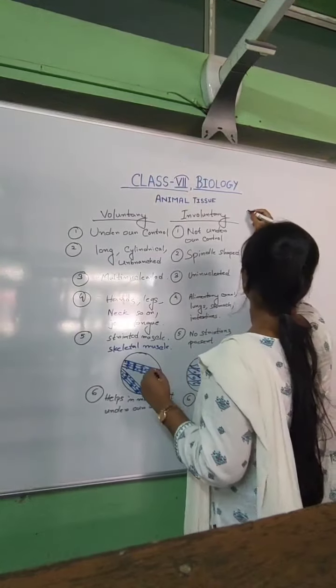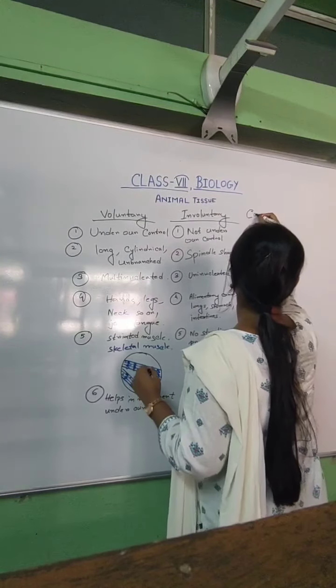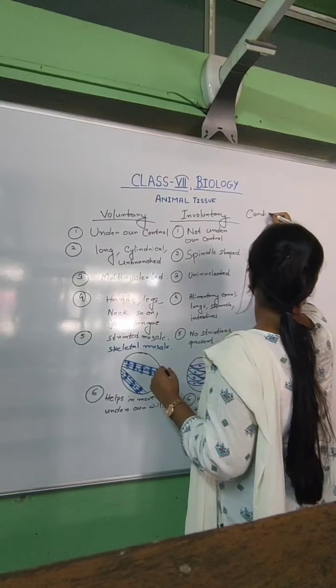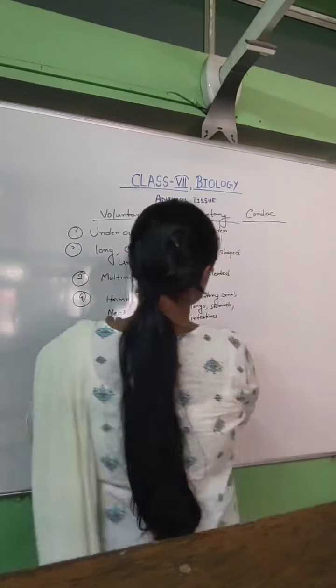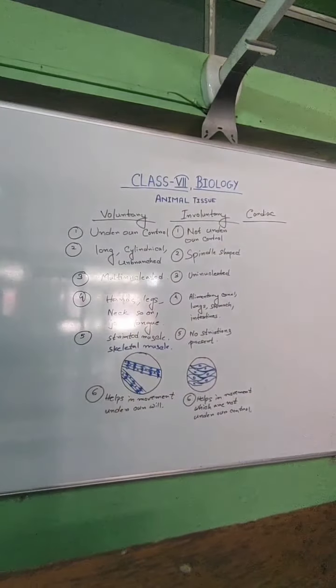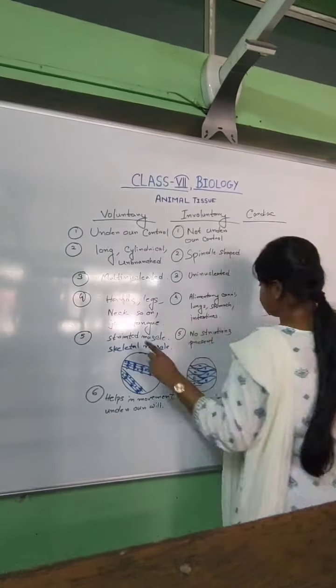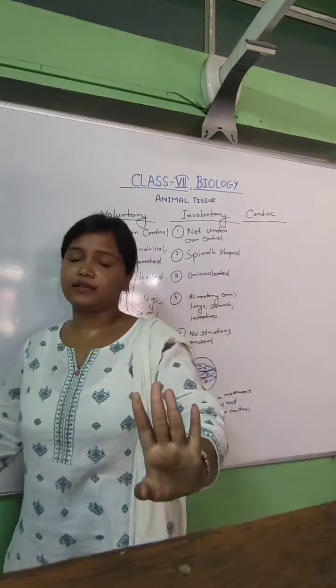Now the third one is cardiac muscles. Cardiac muscles. Okay. Can you see that? Let me check the answer also. Yes, you can see that. Okay. So for cardiac muscles, just think about one thing. It is amazing.